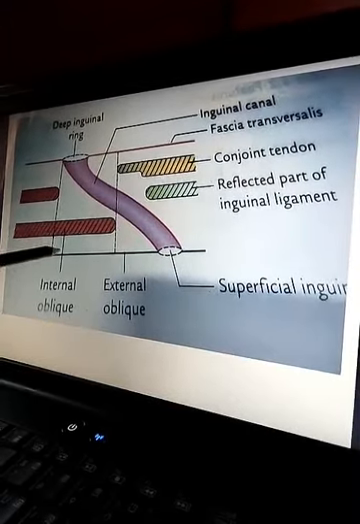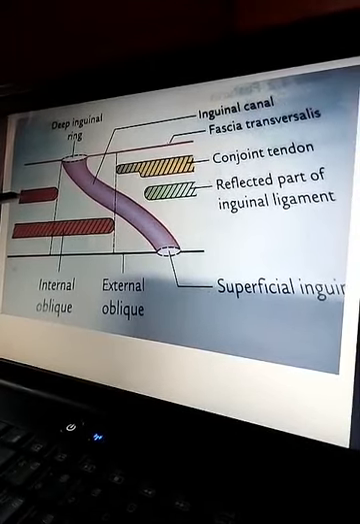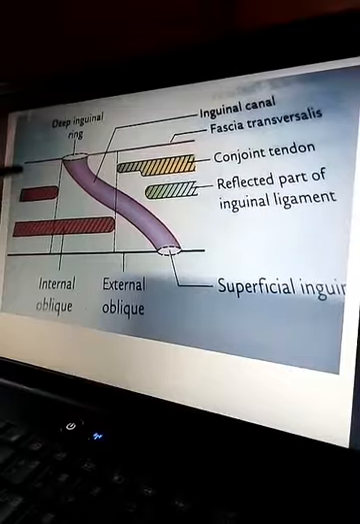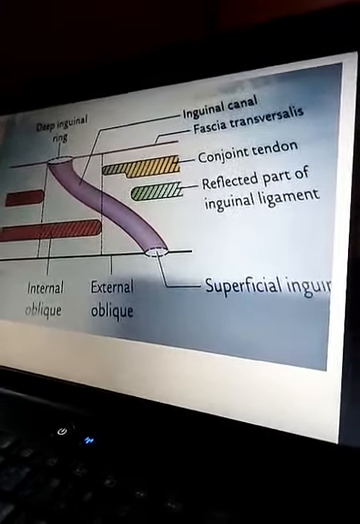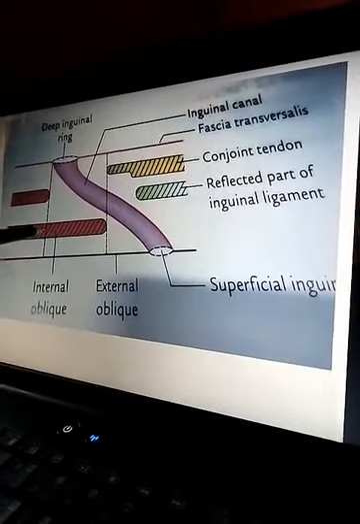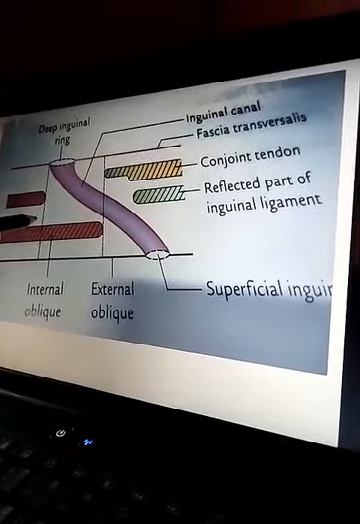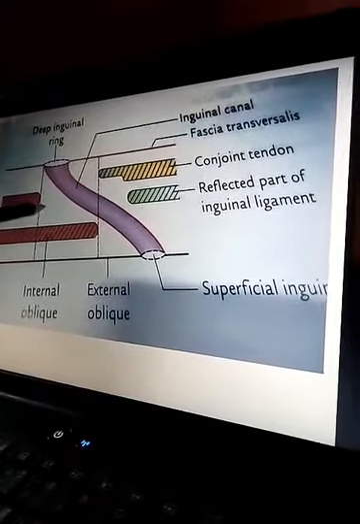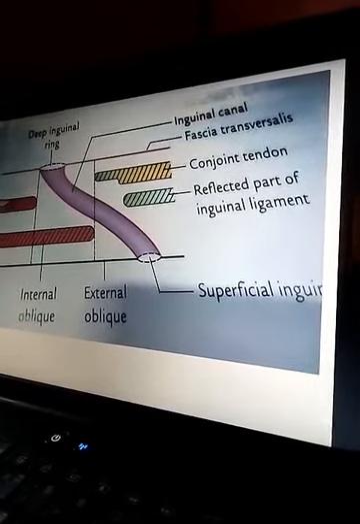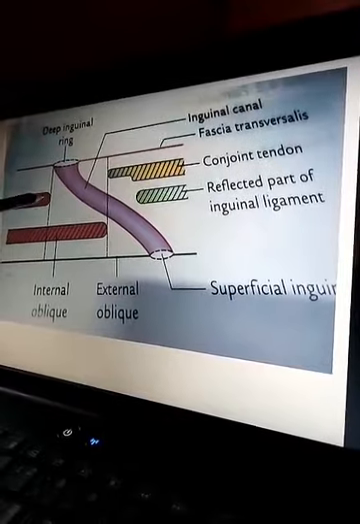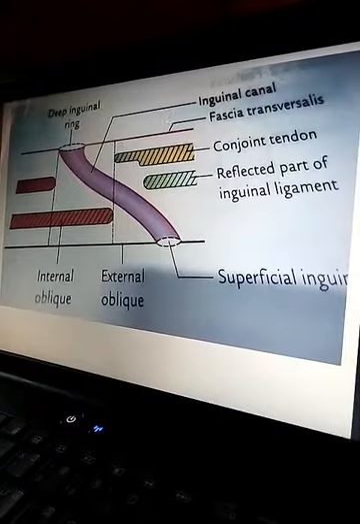Another mechanism is the shutter mechanism. The internal oblique muscle surrounds the canal in front, above and behind. So this internal oblique forms the anterior wall, roof and posterior wall of the inguinal canal. When the internal oblique muscle contracts, the roof is pulled and approximated on the floor like a shutter, and this is known as shutter mechanism.